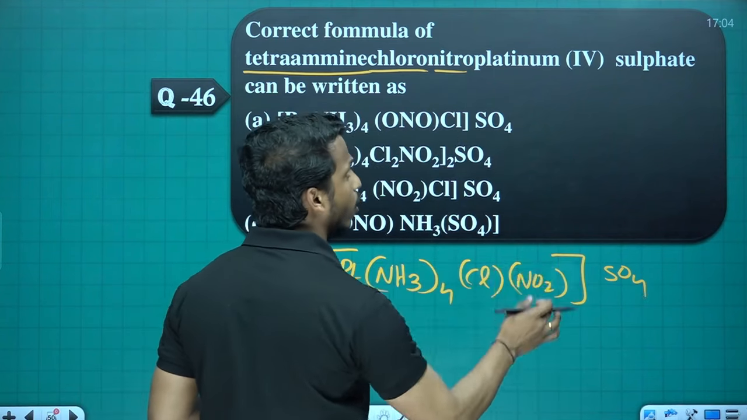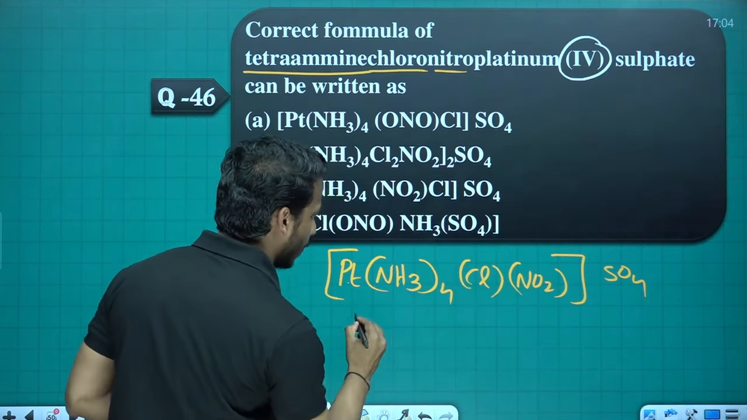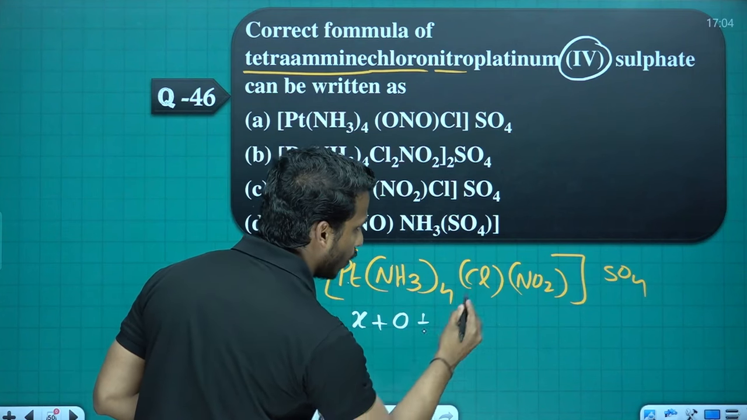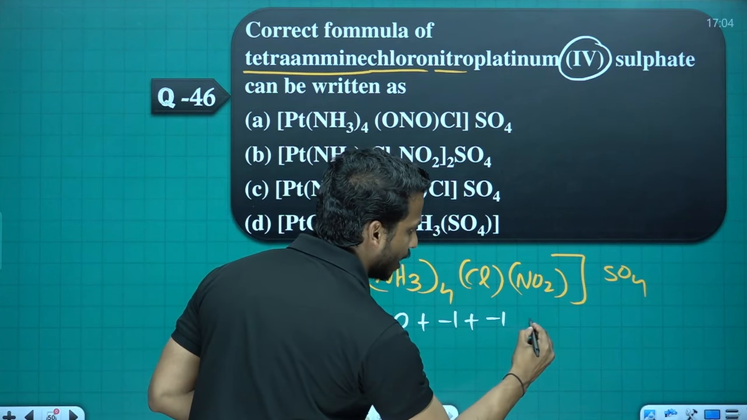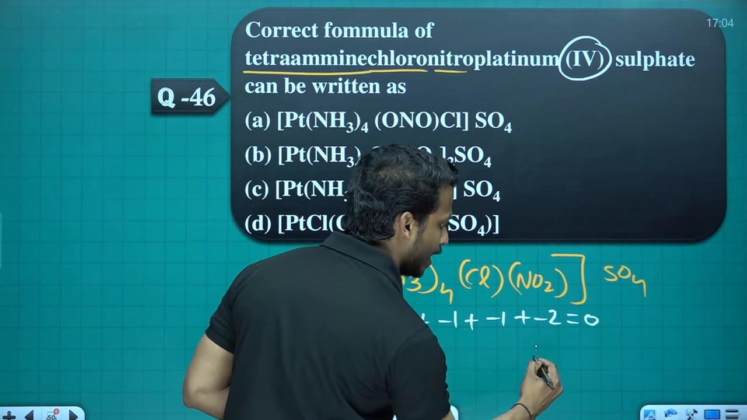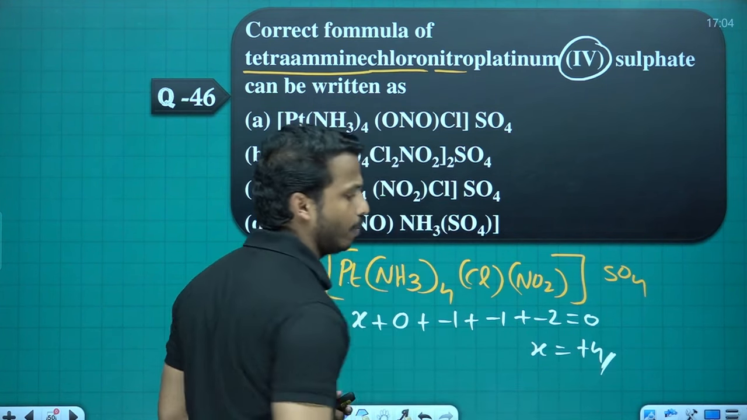We need to get overall charge 4, right? Please check it all. Platinum, four ammine 0, 1 chlorine minus 1, NO2 minus 1, sulfate is minus 2. Yes, overall we are getting plus 4. No need to make any adjustment.